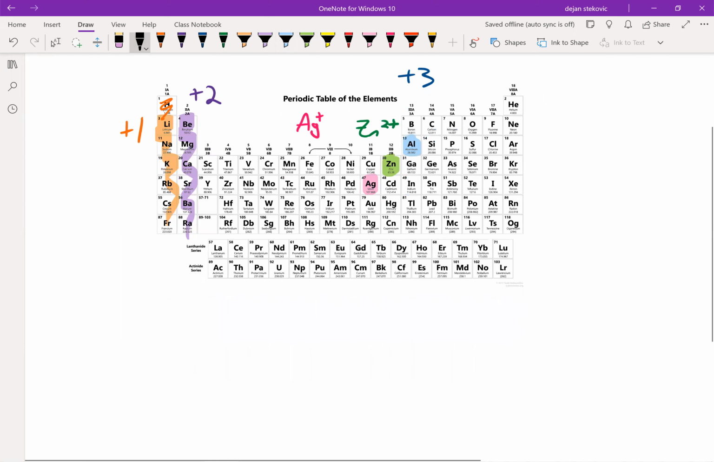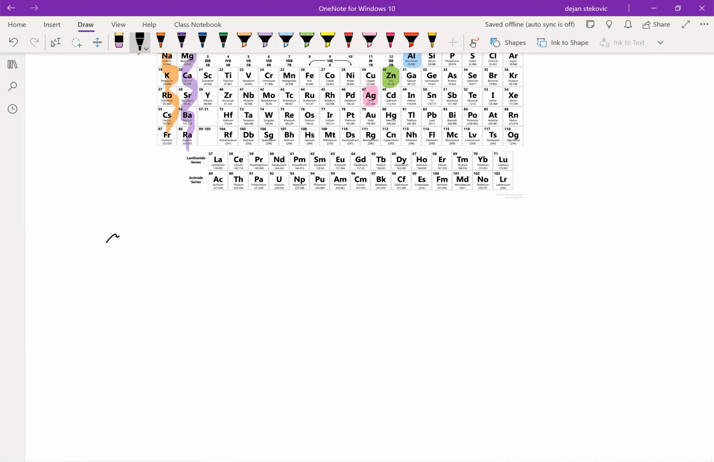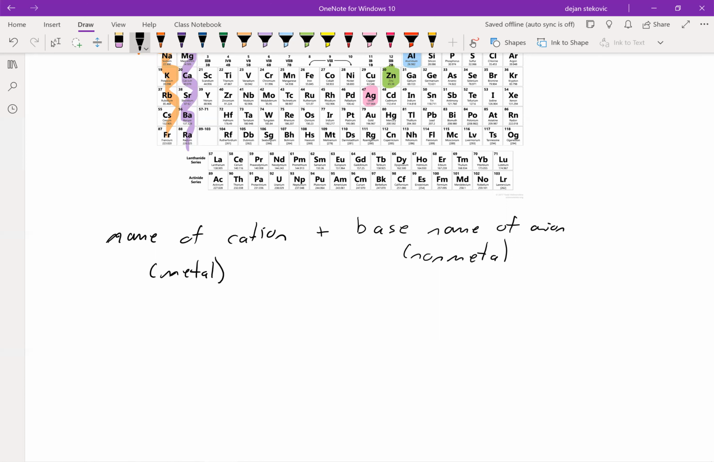And the way that we name metals with a fixed charge is we go with the name of the cation, which in this case will be our metal. And then to that, we add the base name of the anion, which is our nonmetal, because remember, ionic compounds are a metal plus a nonmetal. And then we add the suffix "ide." So it goes the name of the cation, the name of the anion, and then "ide."